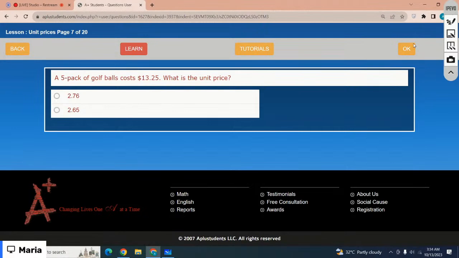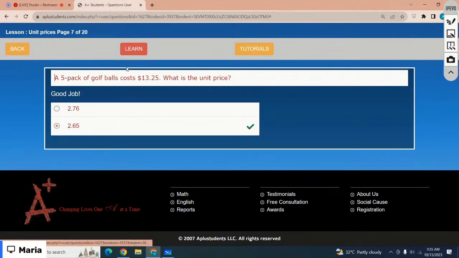The correct option is 13.25 divided by 5. Which is the correct option? Yes, that would be 2.65, right? Okay, you can complete the lesson by yourself later today. Let's just move on to the next lesson.